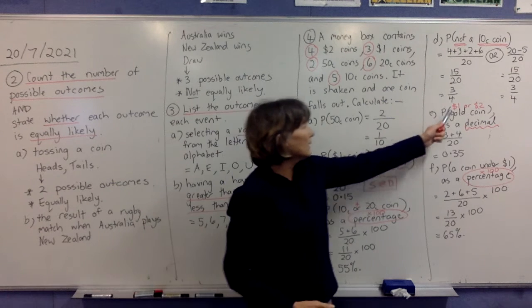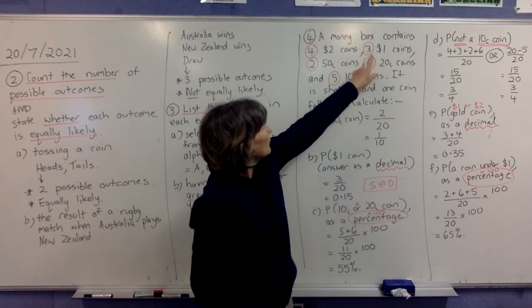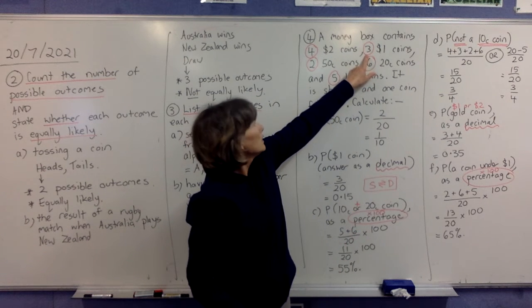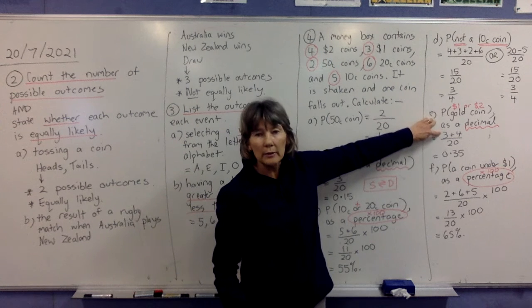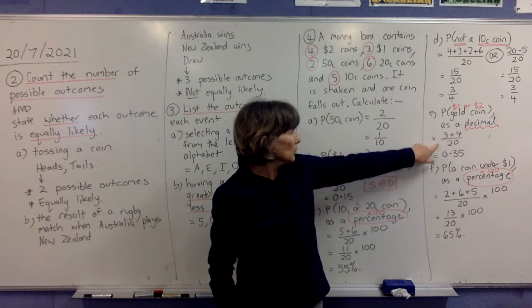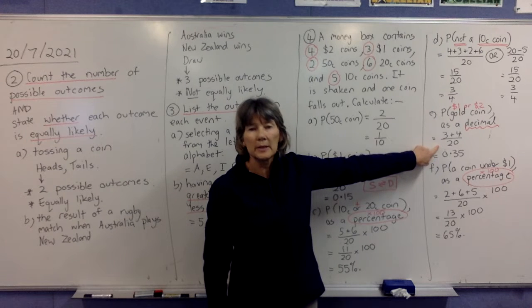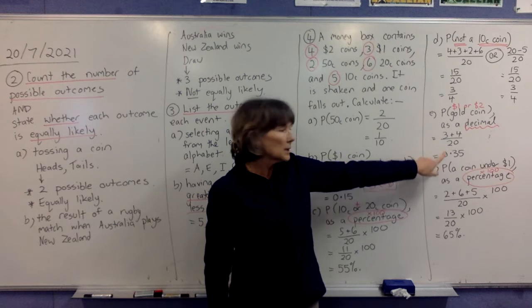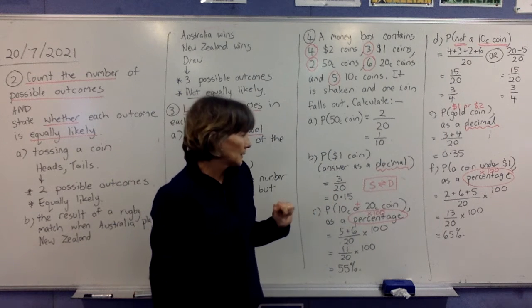So we need to add up the $1 and the $2 coins. Well, we have 3 $1 coins, and we have 4 $2 coins. So we're going to add those together on the top, out of a total of 20 coins. And don't forget, after you put this in your calculator and press equals, use your SD key to get that answer to a decimal like they wanted.